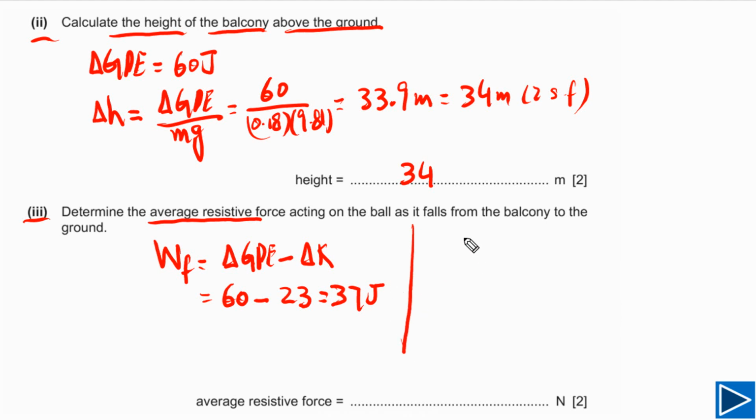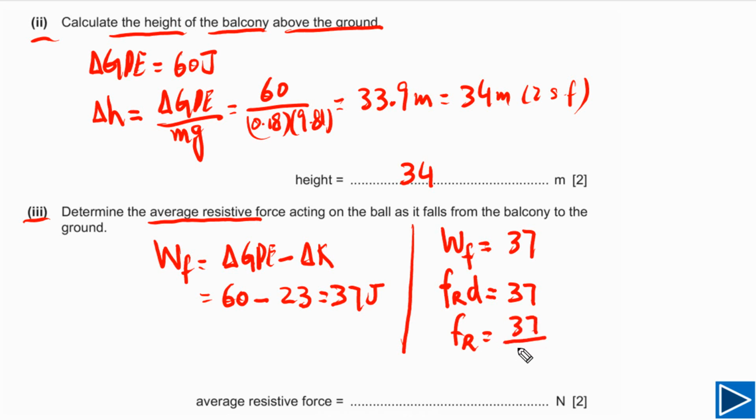Now we have the work done by resistive forces, so we can calculate the average resistive force acting on the ball. Work done by resistive forces is equal to the resistive force, meaning the average resistive force, times the distance, and this is equal to 37. So we can write down that the average resistive force is equal to 37 divided by 34, because this is the distance traveled by the ball.